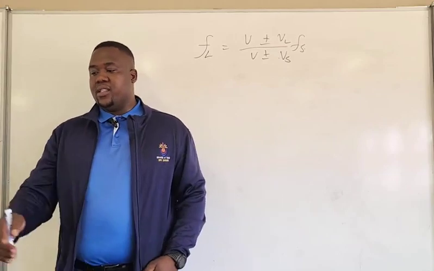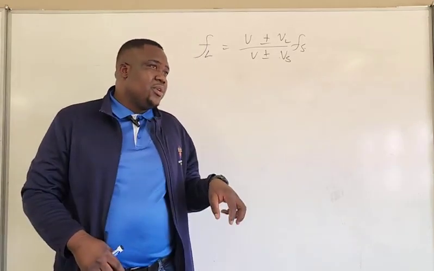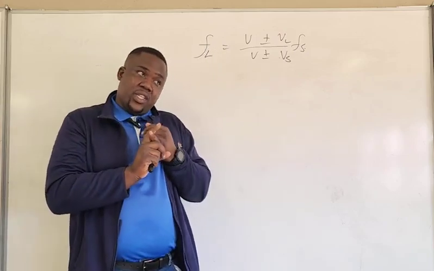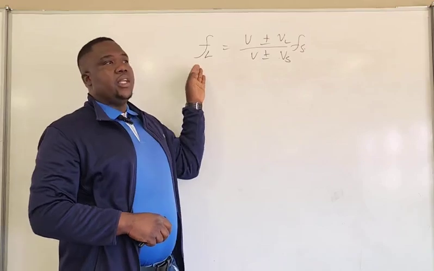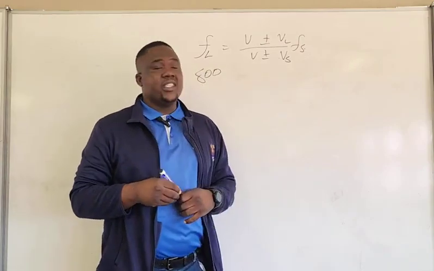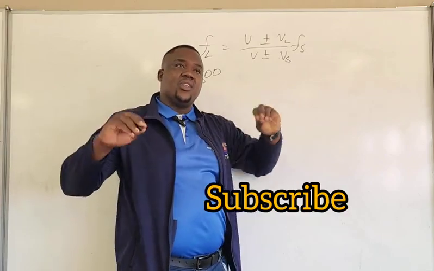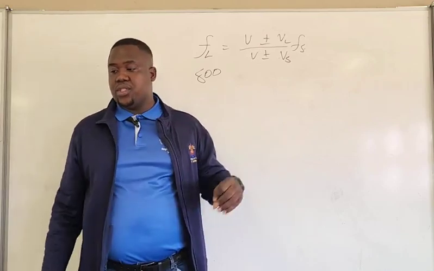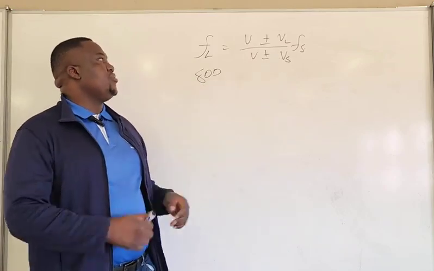The question wants us to find the maximum speed at which the car must move for that detector to detect the maximum frequency. The frequency of the detector, this time the listener is the detector, must be 800 because that is the maximum. Notice that we are not using 850. 850 is the frequency of the sound that is being produced. So here we write 800, the maximum frequency of the listener.